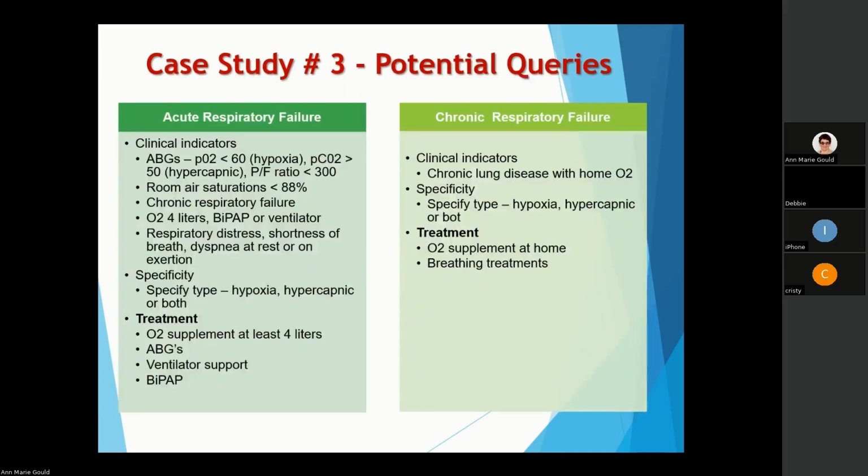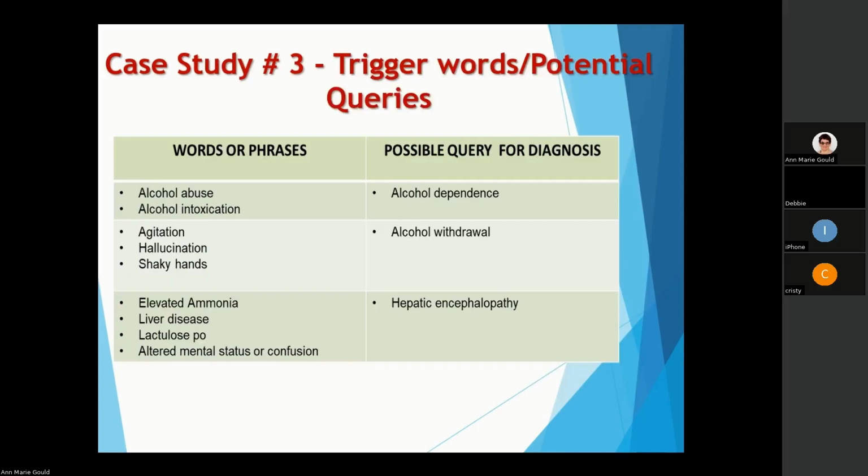So these trigger words, you still have to look for the treatment, because it's important that this is being treated before you could code it as a diagnosis. Because if they're documenting hepatic encephalopathy, but they're not treating it appropriately as to how it should be treated, then you maybe have to validate that.